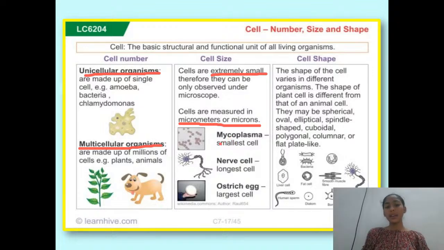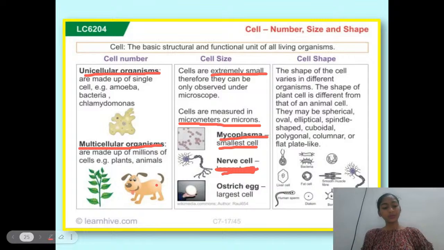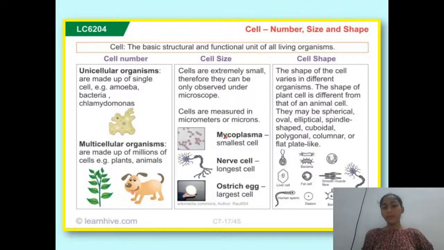Mycoplasma is the smallest cell. What is the smallest cell? Mycoplasma. A nerve cell is the longest cell. In the next chapter, you'll be learning about the nerve cell. And the ostrich egg is the largest cell. We have been learning about the ostrich since we were kids, and now we have got use for that memory.